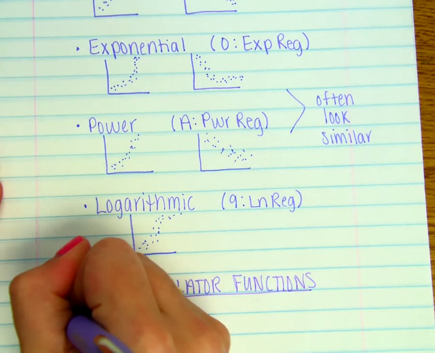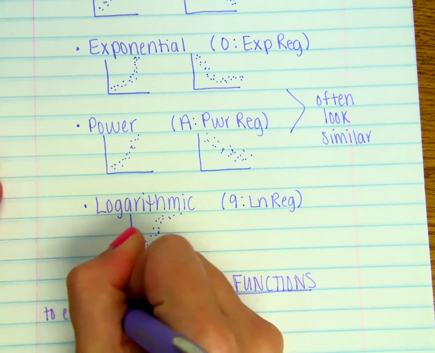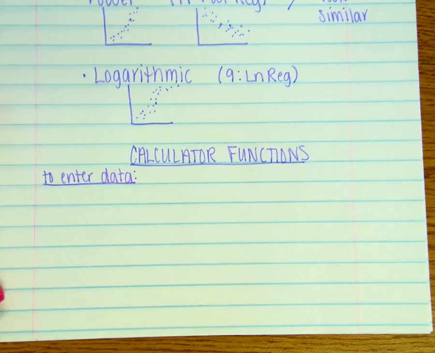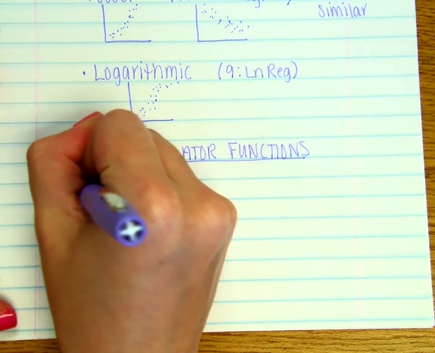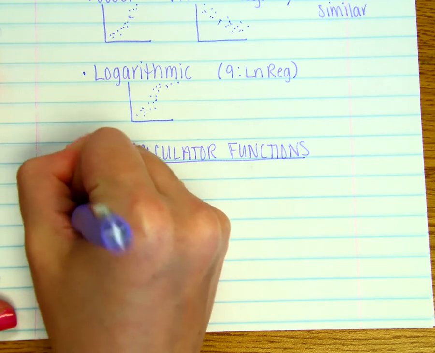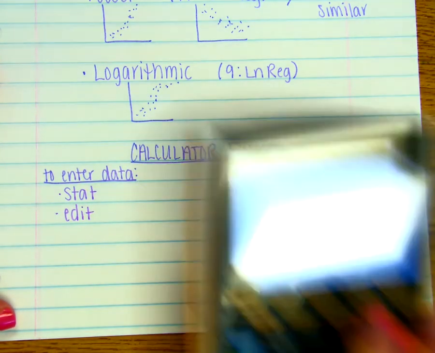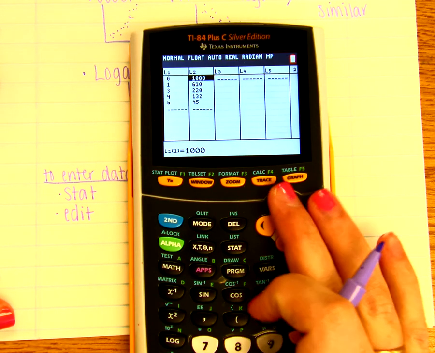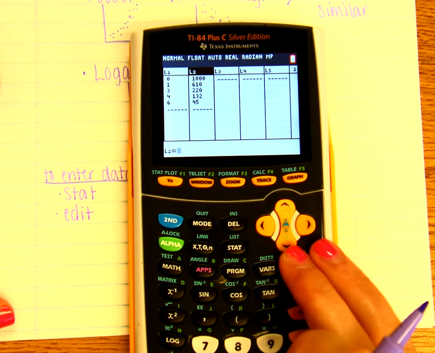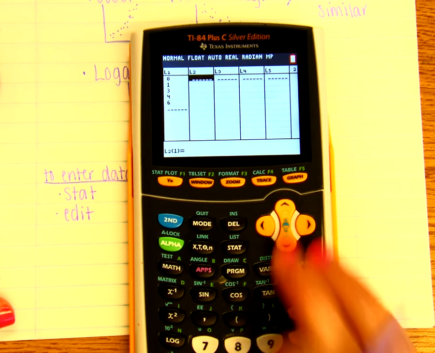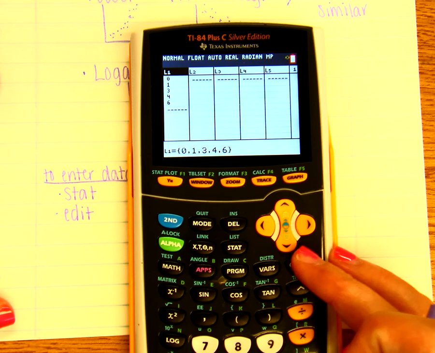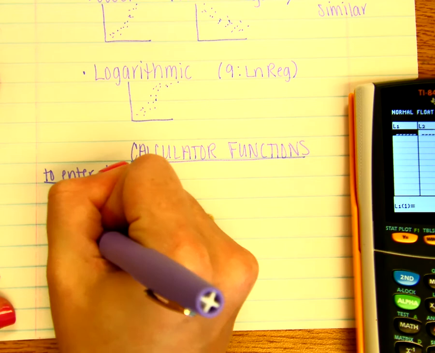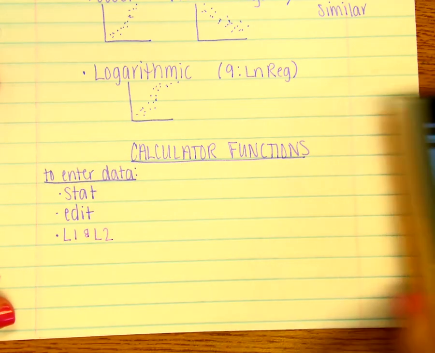Okay, so we're going to remind ourselves how to enter data into the calculator. So to enter data into the calculator, we hit Stat and then Edit. Okay, Stat and select Edit. That brings us up to this screen here, and whenever we want to enter in data, we're going to plug it into the calculator for L1 and L2. If you need to clear it, remember it's clear enter. So we enter the data into L1 and L2.